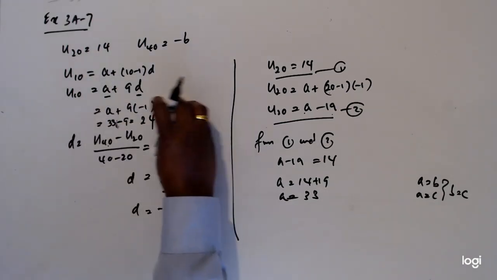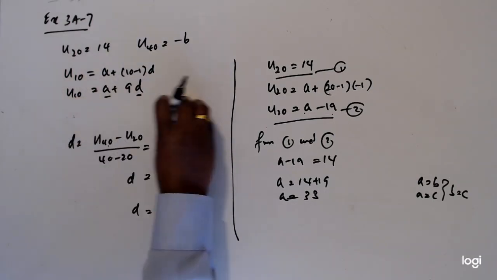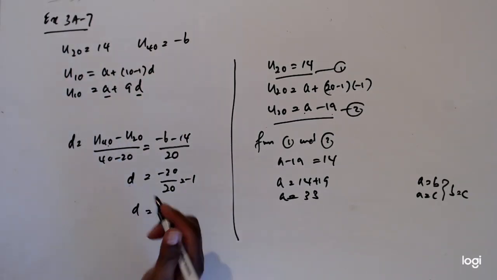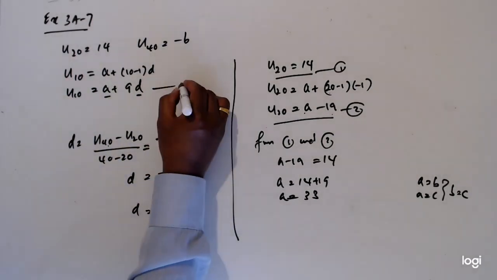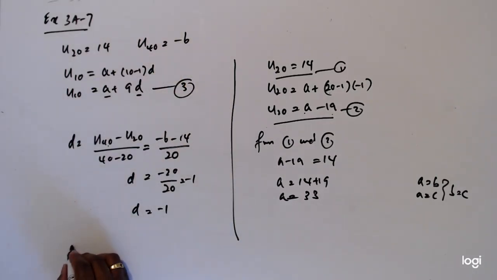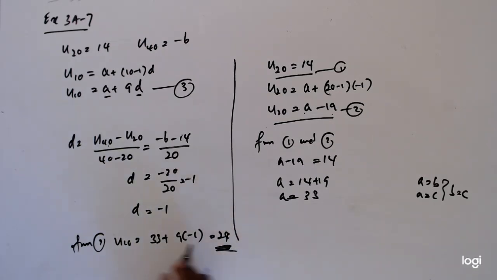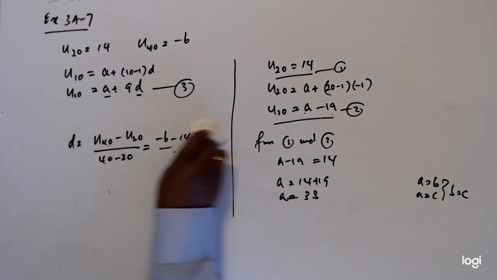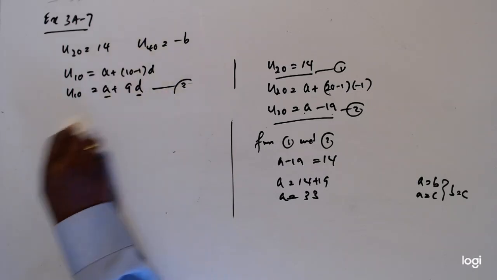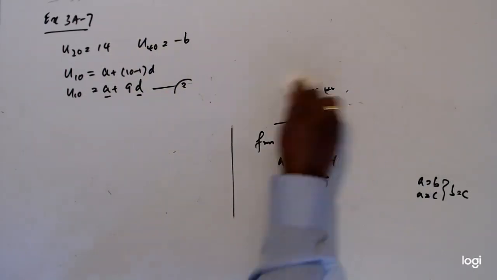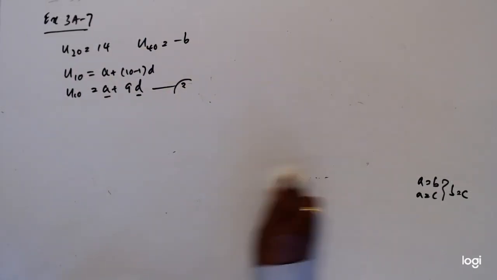So don't do the corrections here. So, substitutions: you take this one as 3, then from 3 you can write u10 equals 33 plus 9 times minus 1, that is 24. If you want to omit this method, the other one is to use two simultaneous equations and you can work it out.